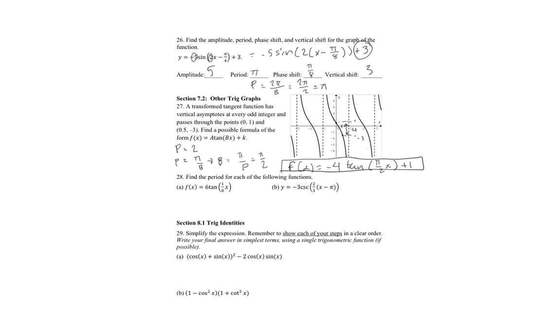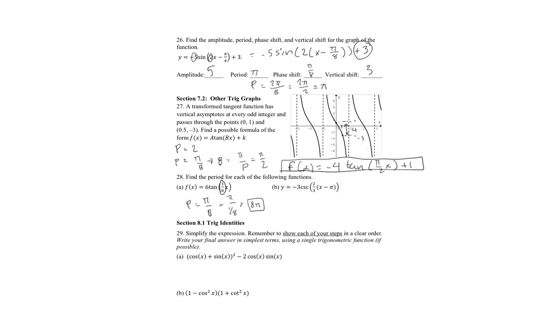Okay, so for number 28, we're just finding the period for the following function. So we've done this in the two other problems. And so we know that for tangent, period is equal to pi over b, and our b is always going to be what's being multiplied by that x. And so our b is 1/8, so it's pi over 1/8, or 8 pi.